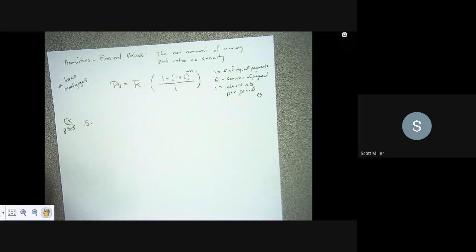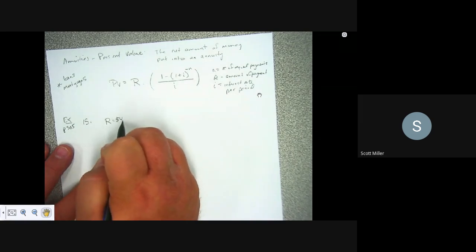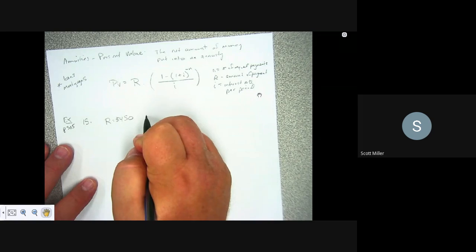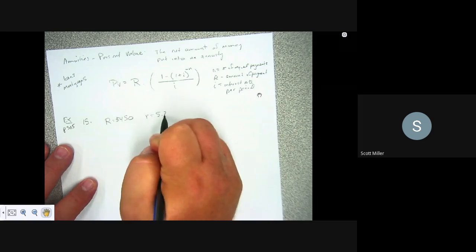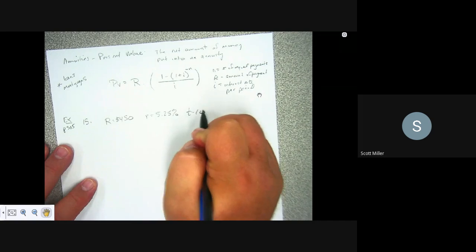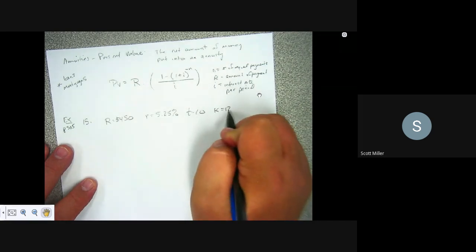And question number 15, they give you some information here. They're asking you to find the future value. They tell you that R is $450, and then R is 5.25%. They tell you T is 10 and K is 12.